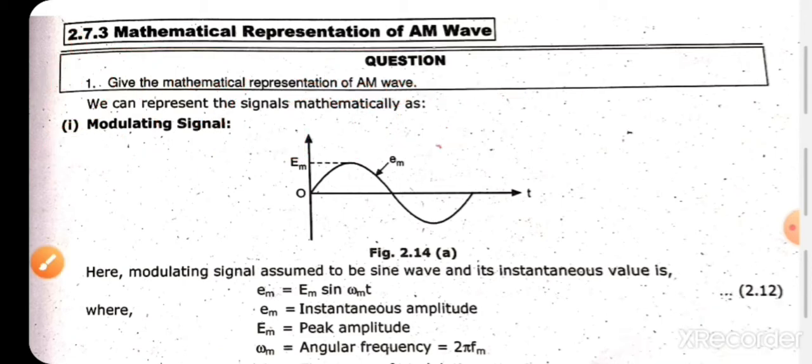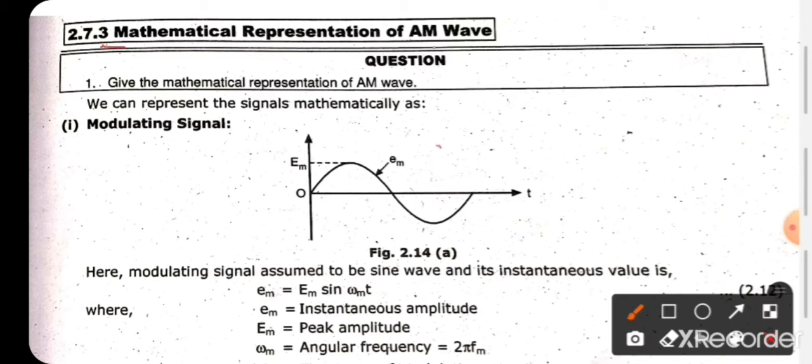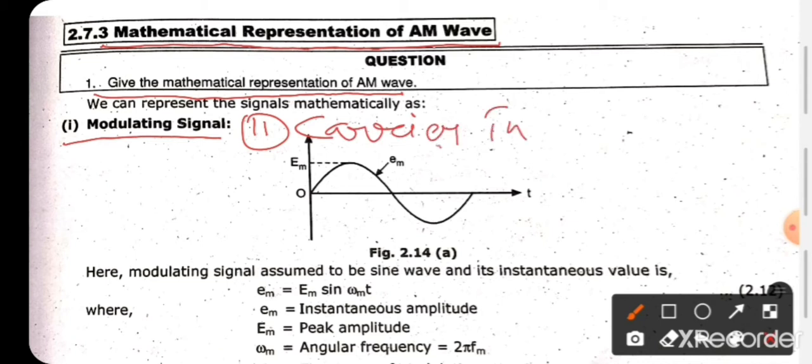Okay, so let's start with the first one, mathematical representation of amplitude modulated wave. In the university exam, a question may be framed like this: give the mathematical representation of amplitude modulated wave. In the mathematical expression, 4 points are important. First one is modulating signals, second one is carrier signals, third one is instantaneous value of envelope.